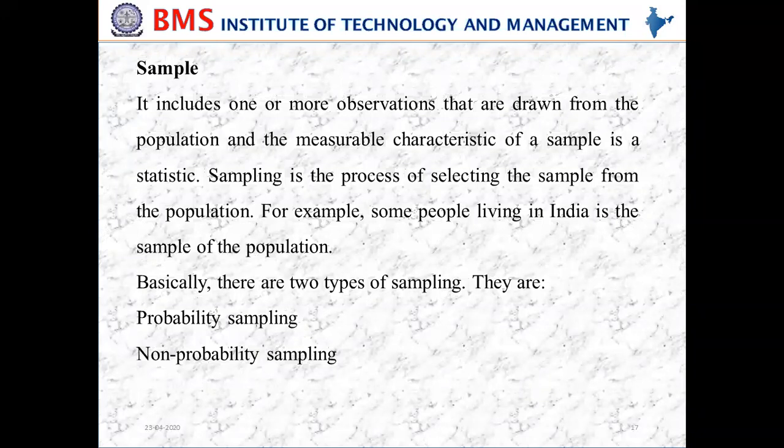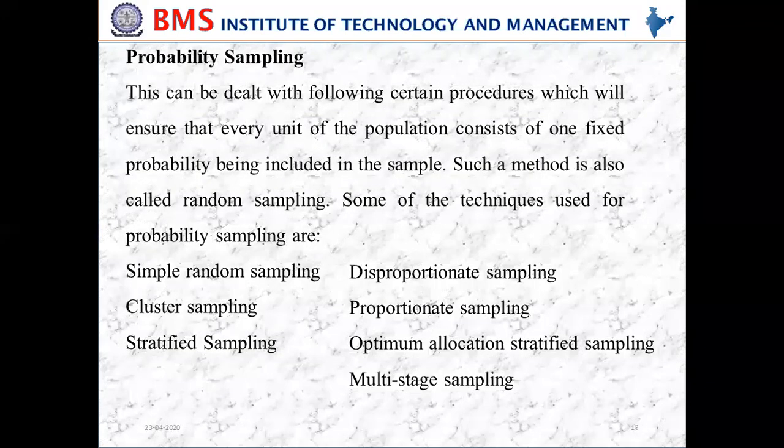Basically there are two types of sampling: one is probability sampling, the other is non-probability sampling. So we'll go with probability sampling. This can be dealt with by a certain procedure which ensures that every unit of the population has one fixed probability of being included in the sample. Such a method is called random sampling.